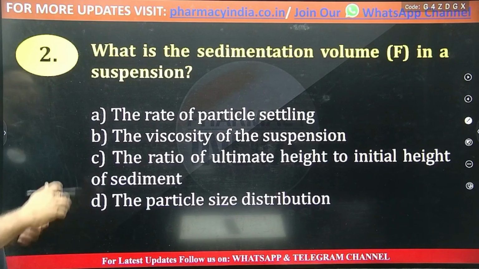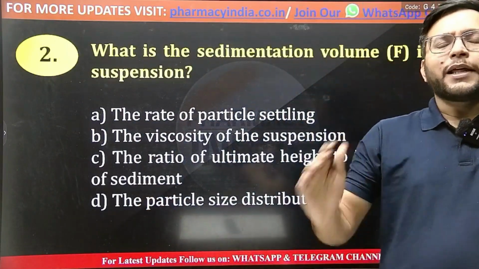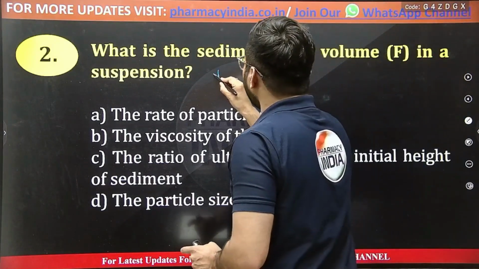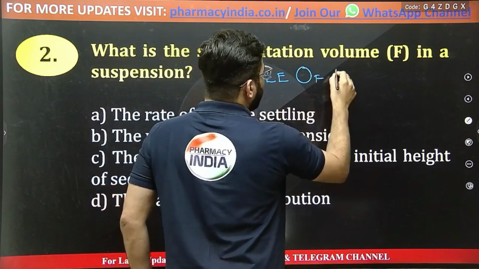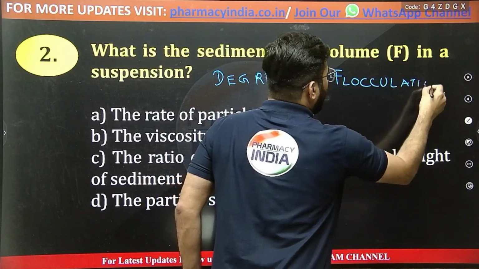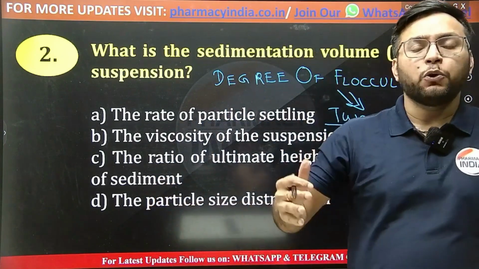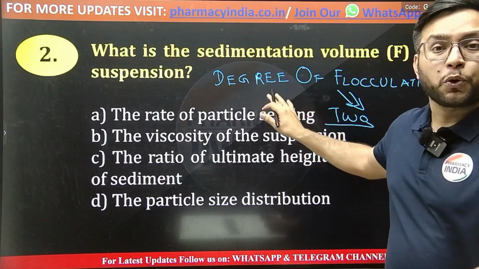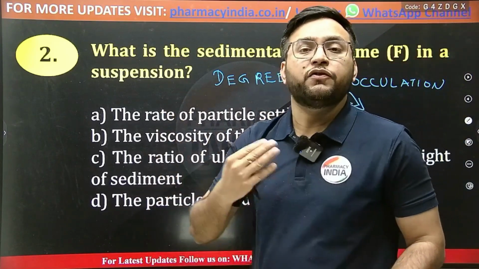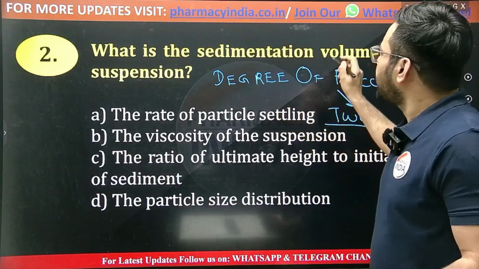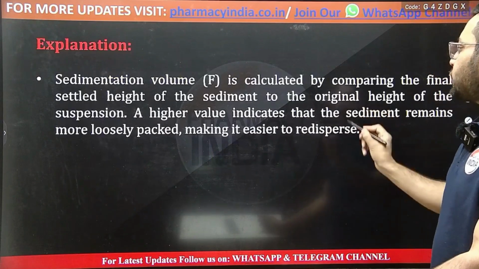Now moving on to the next question. What is the sedimentation volume in a suspension? Let me be very clear with you that sedimentation volume and degree of flocculation are the two physical parameters through which we can check the physical stability of the suspension. So the simple point asked here is what sedimentation volume is: it is the ratio of the ultimate height to the initial height of the sediment.